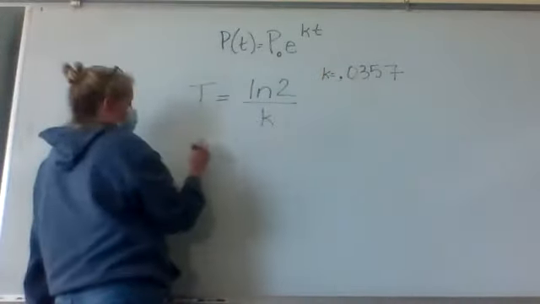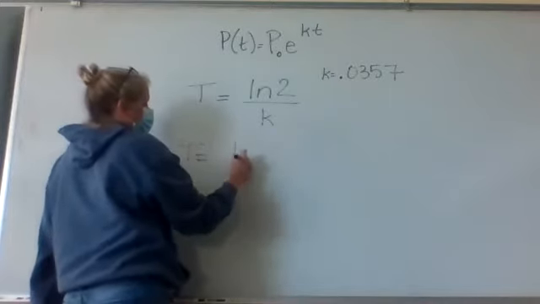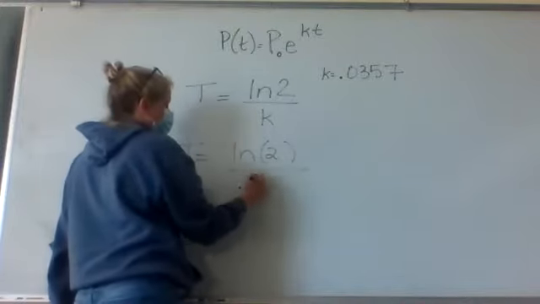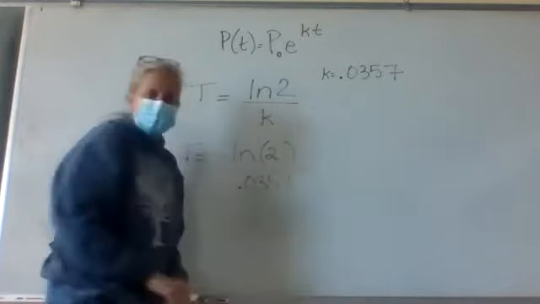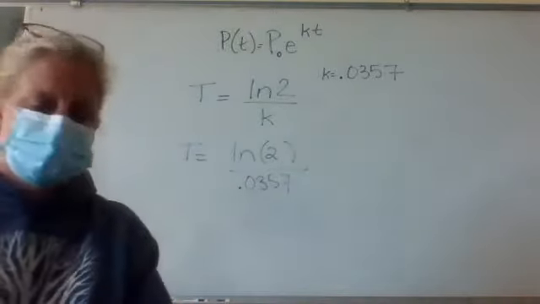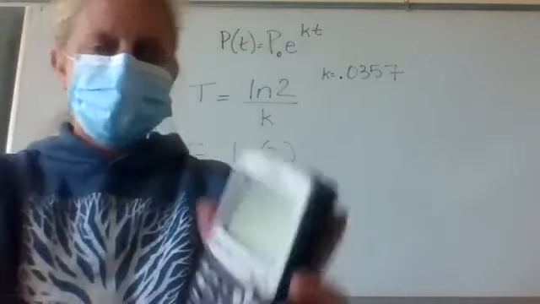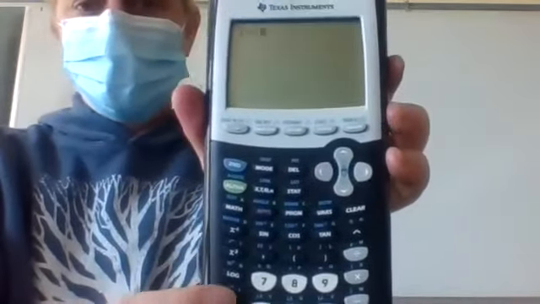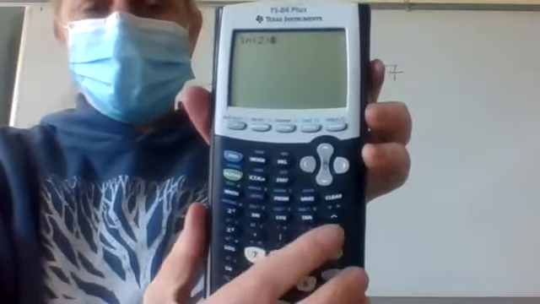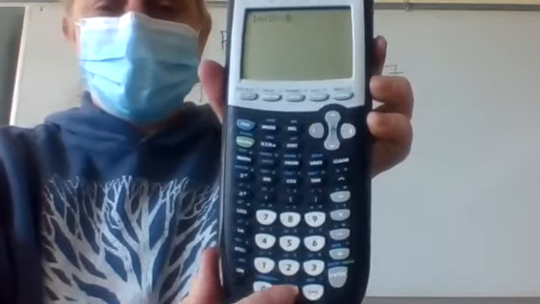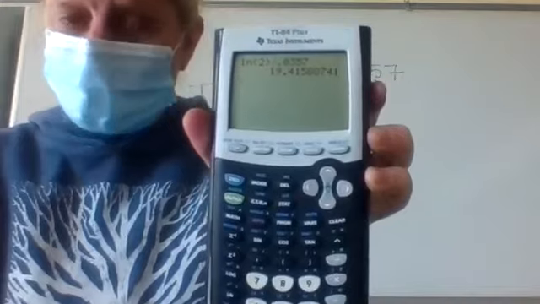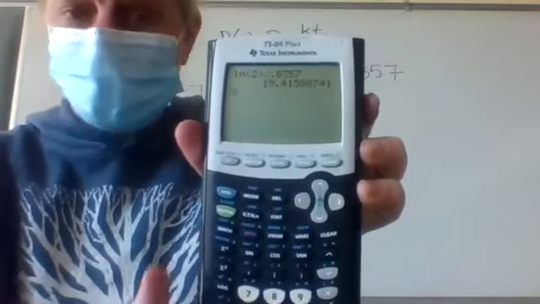Then I'll just plug that in for the K. So the doubling time is going to be equal to ln2 divided by 0.0357. And you'll just type that in your calculator. Make sure you put the closed parenthesis after the 2. So ln 2, close it, then divided by 0.0357. Hit enter, and the doubling time is about blank years, round to 1 decimal place.